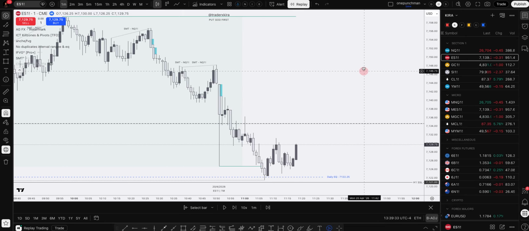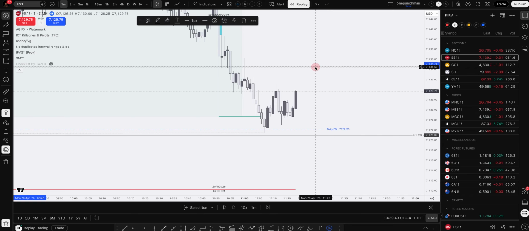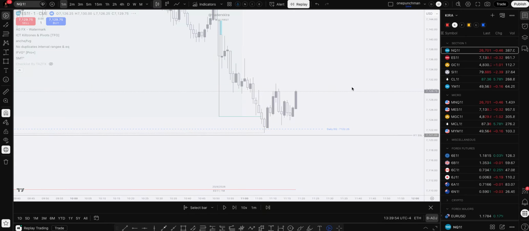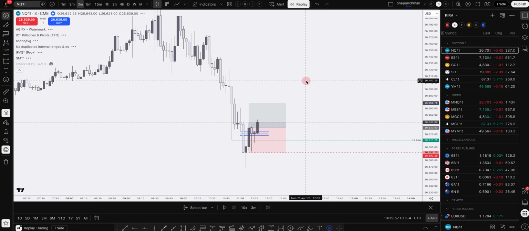And I just want to show you ES. Look at the way ES looks, right? Beautiful, similar liquidity sweep off the New York low. But the best part is the way it sweeps off of the daily EQ. That is what you want to see. That is exactly what you want to see. Let me get rid of this thing. Okay, so I'll go back to NQ for a sec. And now I'm going to go back to the 3-minute.